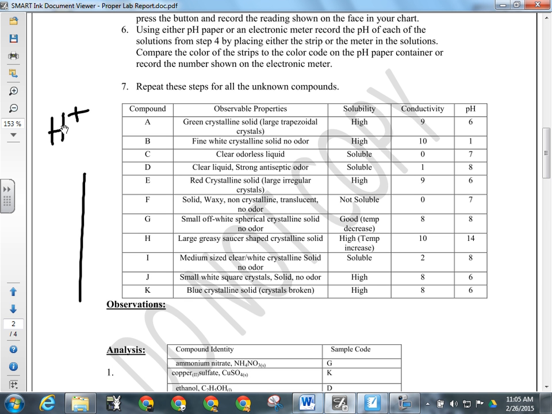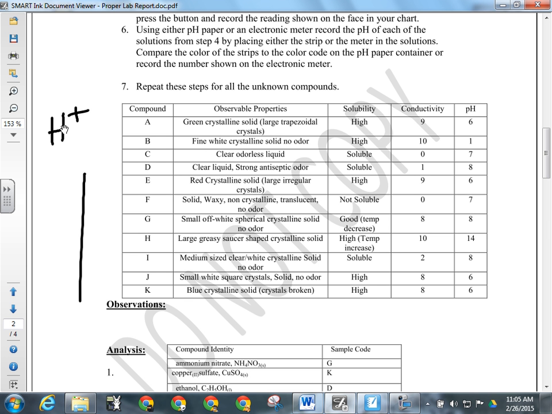All right. For D, clear liquid. Well, I just identified the other liquid, so this has got to be the other liquid, ethanol. How do I know that? Well, ethanol smells pretty strongly. Okay. It's soluble in itself. It's molecular. Okay, and just slightly basic. Okay, just slightly basic. All right.